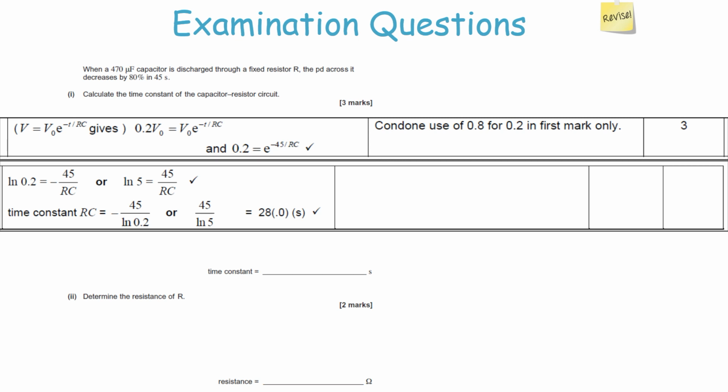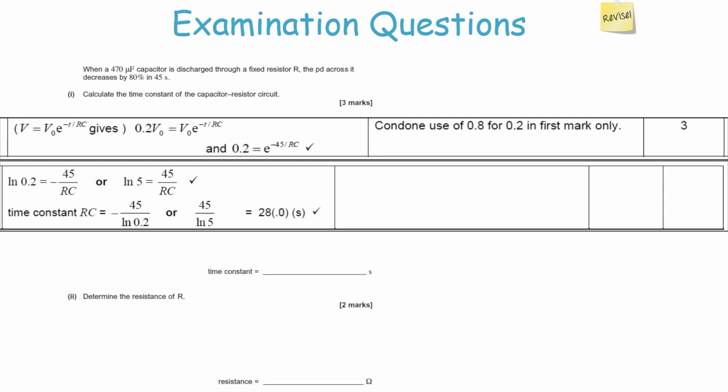a natural log of e removes the e, and then the power value just becomes a normal term in the equation. So therefore we can say ln 0.2, which is also minus ln 5, is therefore going to equal minus 45 over RC. Sorry, I should say ln 0.2 is equal to minus ln 5, so therefore we can remove the minus sign. So therefore we can say ln 5 is equal to 45 over RC. We can work it through and we get 28 seconds, which again looks an approximately correct answer.